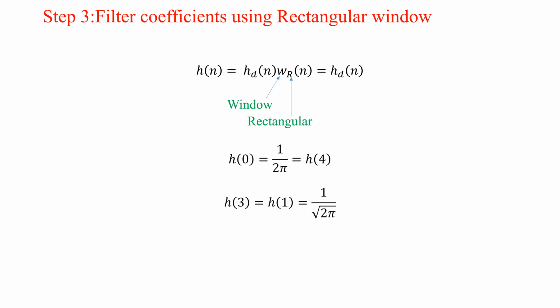If we substitute n is equal to 0, we can get h of 0. Similarly, we can find some other values. Actually, this filter is a symmetric one, so h of 0 will be equal to h of 4. Similarly, h of 3 will be equal to h of 1. Already we got h of 2.